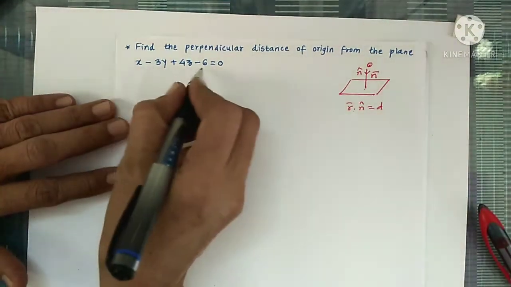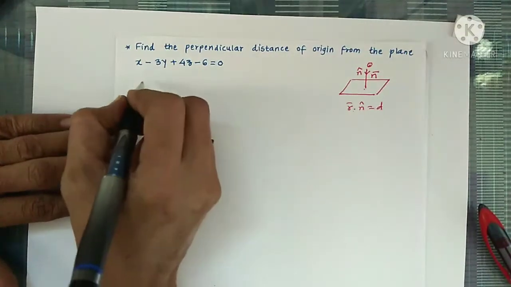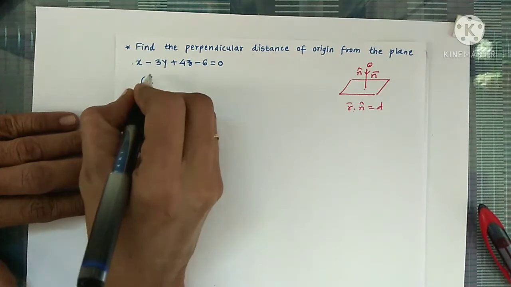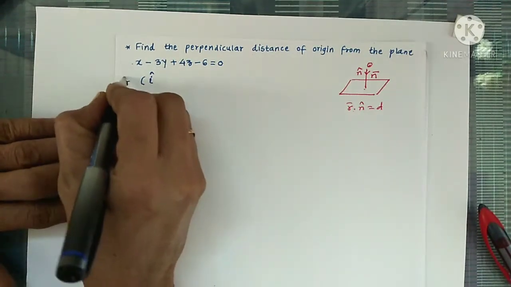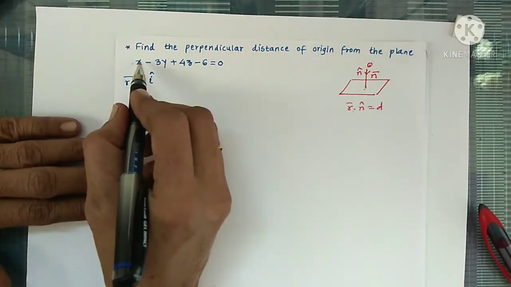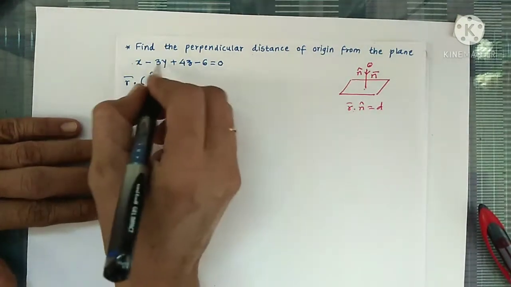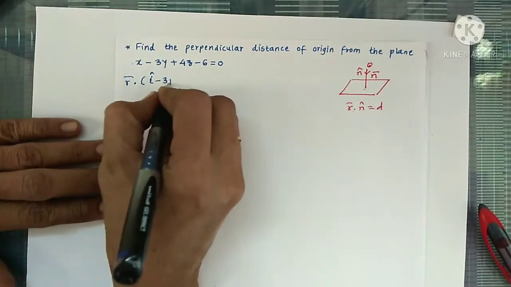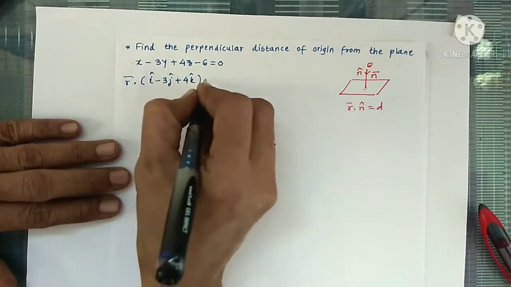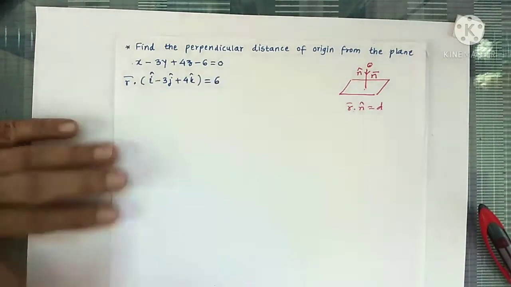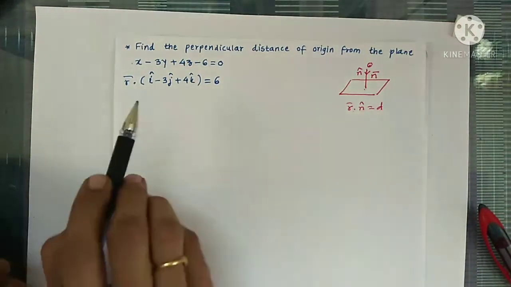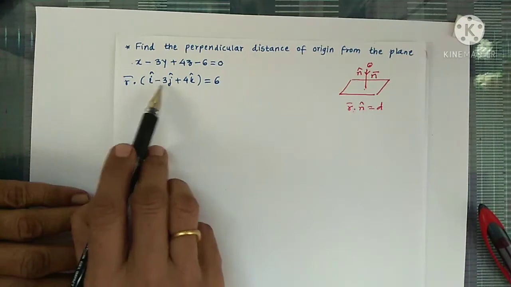So if we want to write this equation in vector form, first we write r bar dot. Now let's write the coefficients. The coefficient of x is 1, so 1 into i cap. The coefficient of y is minus 3, so minus 3 j cap, and 4 k cap. And this constant we write on the right hand side, equal to 6. Now compare with this equation. Instead of n cap, we have n bar here.